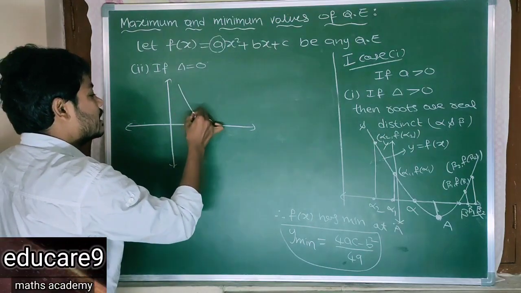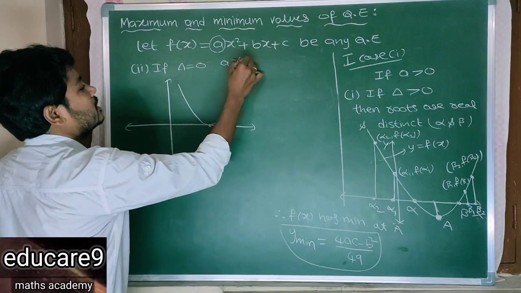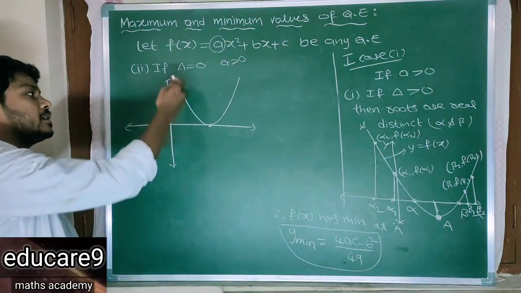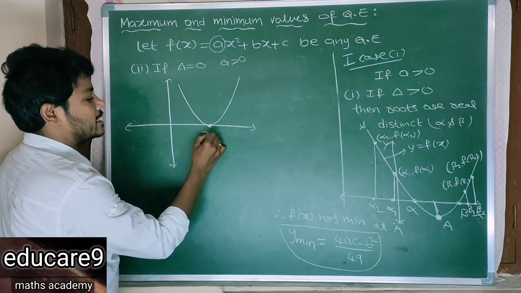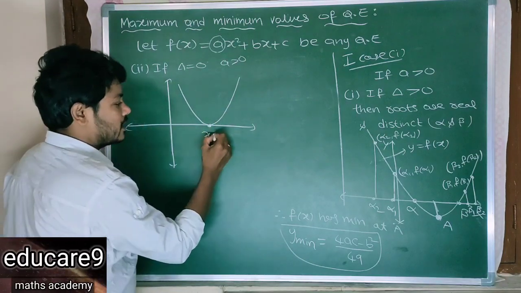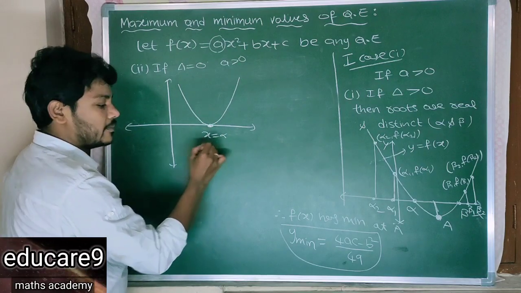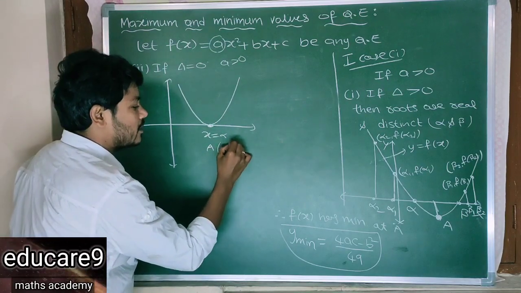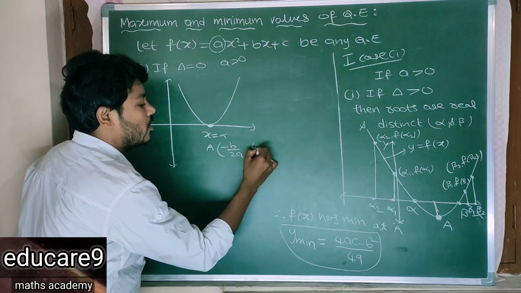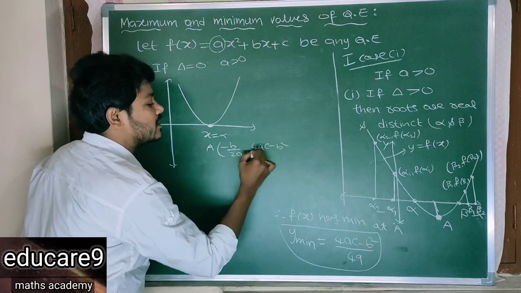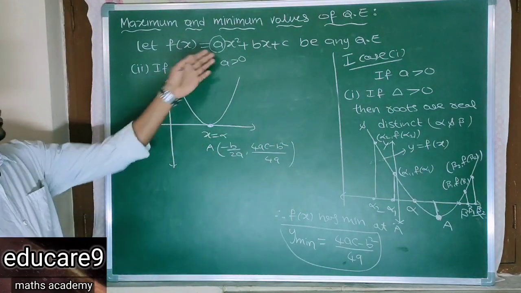So this is the given graph. Because a is greater than 0, in that case the graph represents an upward parabola, and this point is x equals alpha, or this is also the vertex A. So what is that vertex? At x equals minus b by 2a. What is the y value? 4ac minus b square by 4a. So this is the vertex of the parabola.